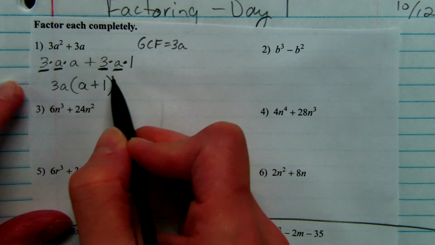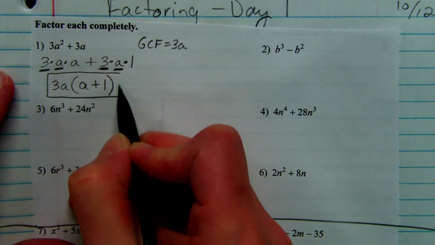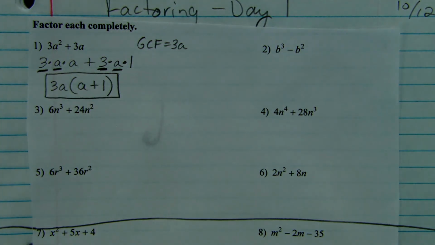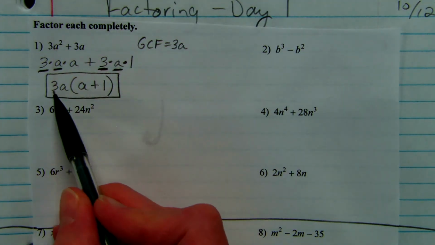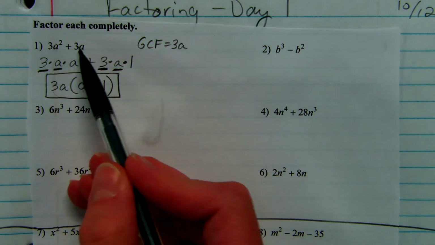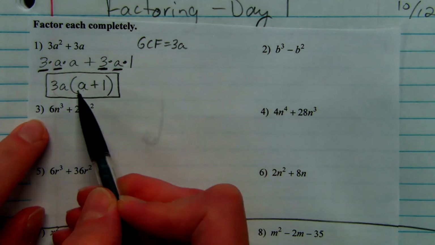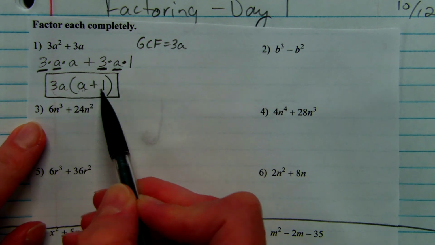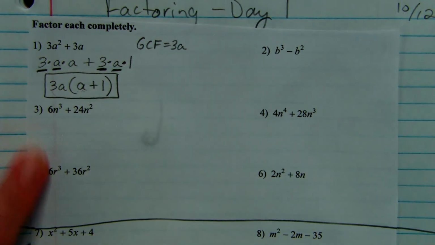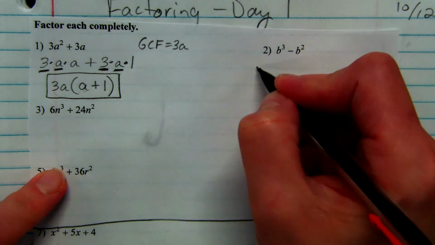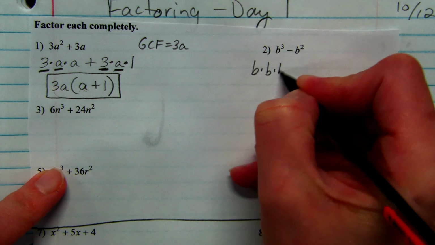Okay, so factoring is just the inverse of distribution. So if I distributed this back out, I would get 3a squared plus 3a. It is factored completely if we take out everything we can, and there's nothing left in here in common to take out. All right, if we look at number 2, b cubed is b times b times b.